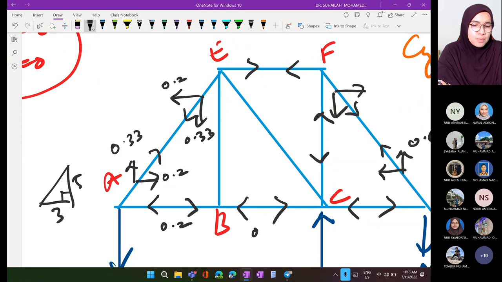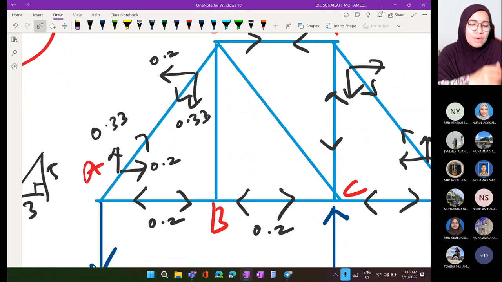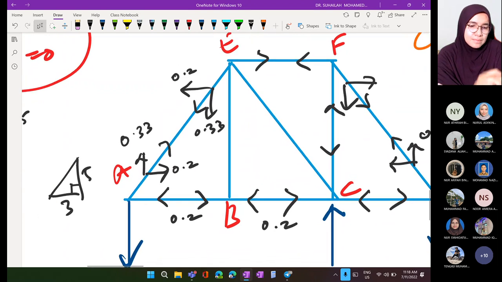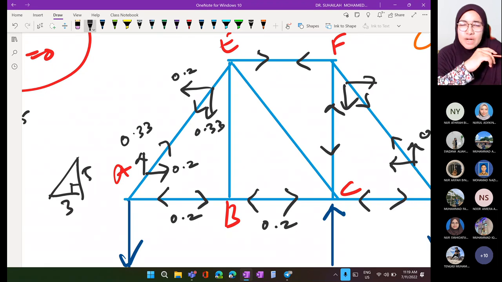Okay, ni this is also 0.2. But this is for X. What about Y? Because we have BE. So what is the value for BE? Who knows? What is the value for BE? BE ni, you jangan tengok dekat E. You have to look at B. Because dekat B belum settle lagi.